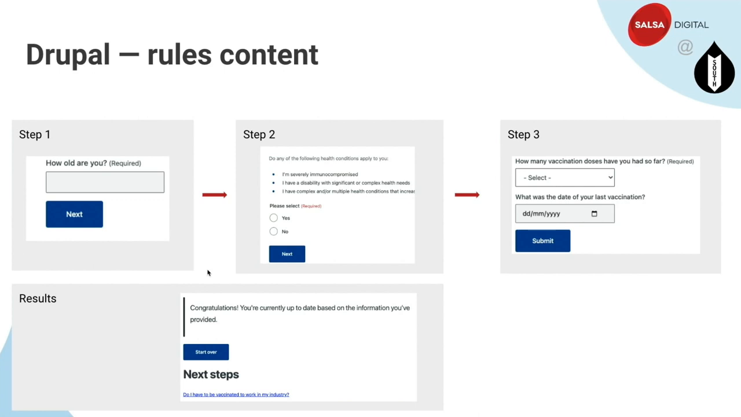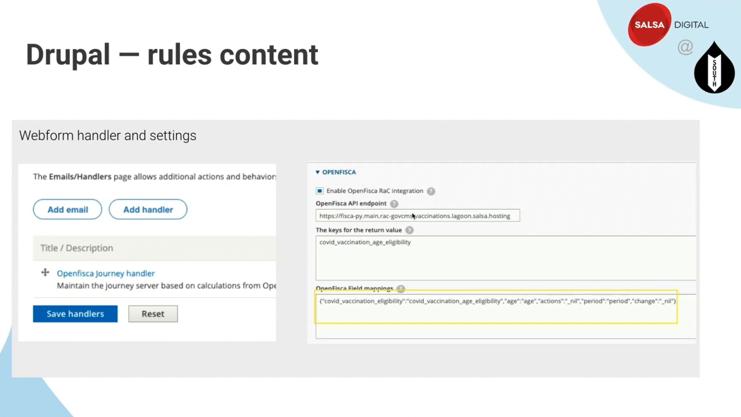Okay, so this was the journey that we saw. We have form 1, 2, 3, and 4, and this is how it was created. All of these are very plain, simple web forms. But because of webform.fisca, they had the ability to be connected to the OpenFisca API. And how did that happen? Because of the module we created, in the web form handler settings, we can add a handler called OpenFisca journey handler. That was a custom handler that we had created. The moment we added that in the third party settings, we started seeing something like this. It asked us whether we want to enable it, yes. And then we had to give it the OpenFisca API endpoint.